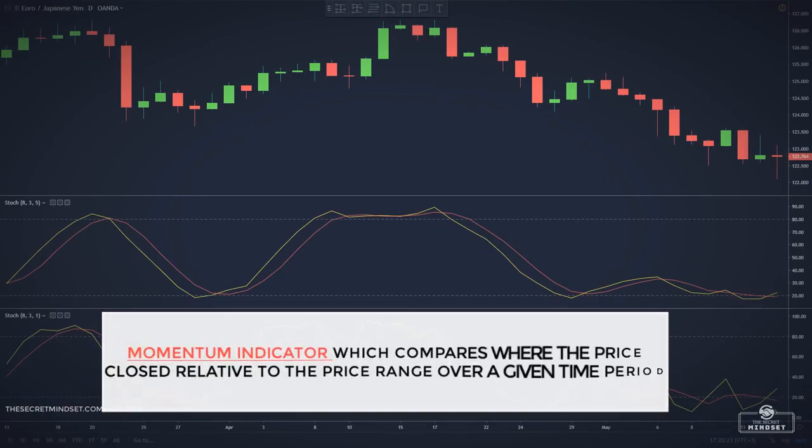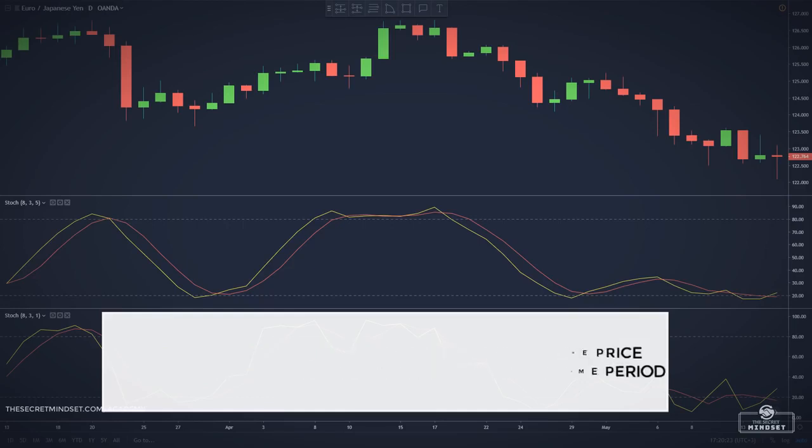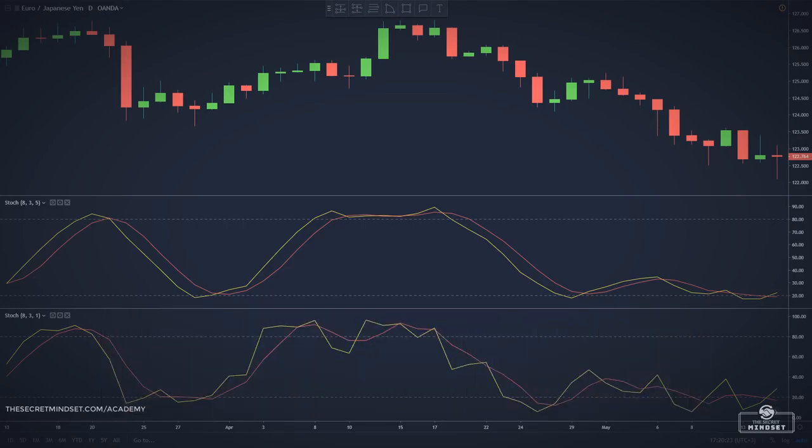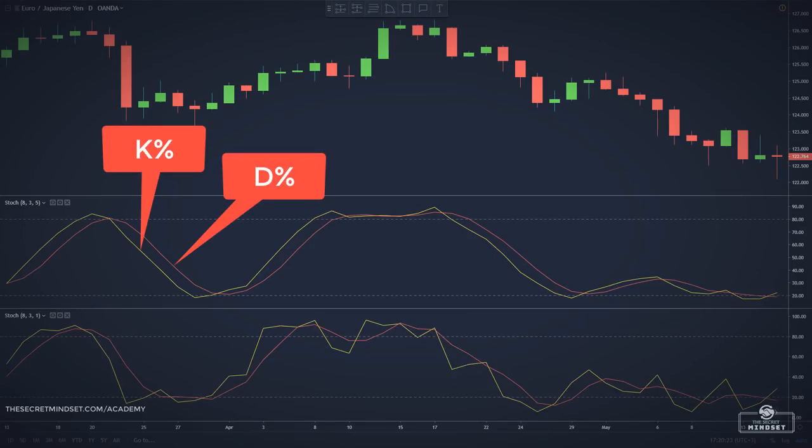The stochastic oscillator is a momentum indicator which compares where the price closed relative to the price range over a given time period. The stochastic is displayed as two lines, the main line called K% and the second line called D%, representing a moving average of the K%.